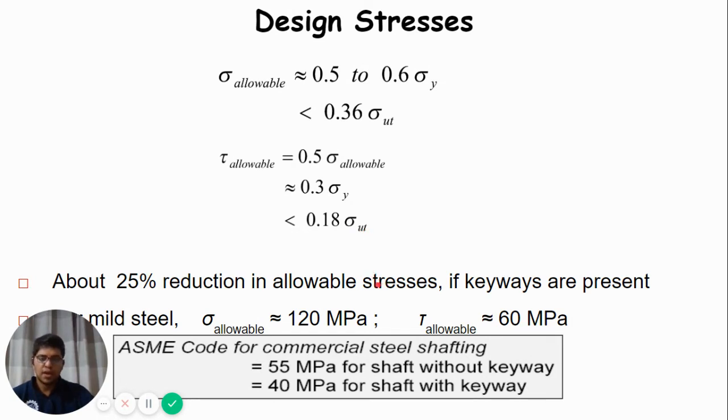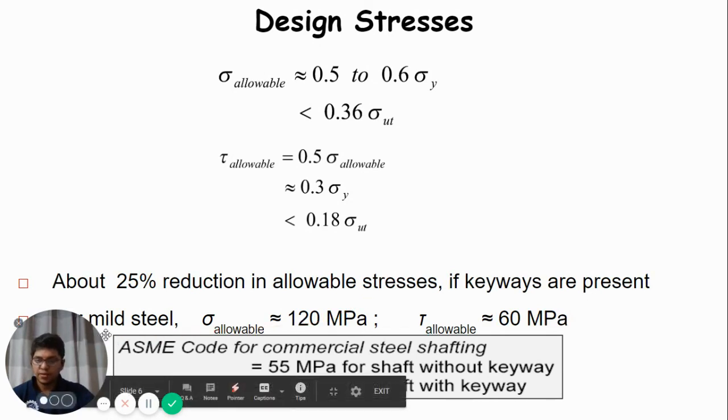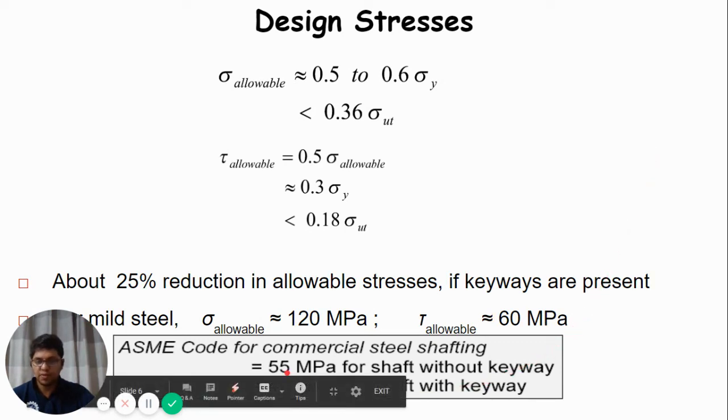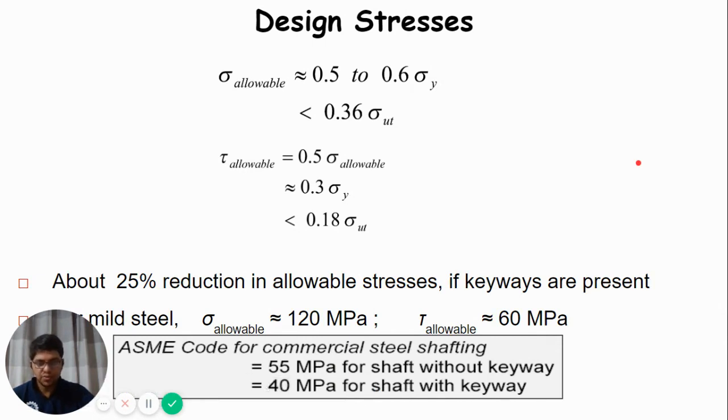And suppose you are providing keyways for fixing gears or pulleys onto the shaft, then again you have to take a 25% reduction in the allowable stresses, to include the stress concentration due to the keyway. And these are some of the values for mild steel. Sigma allowable you can take 120 megapascal, and tau allowable you can take 60 megapascal. And for commercial steel shafting, tau allowable you can take 55 megapascal for a shaft without keyway, and 40 megapascal for a shaft with keyway.